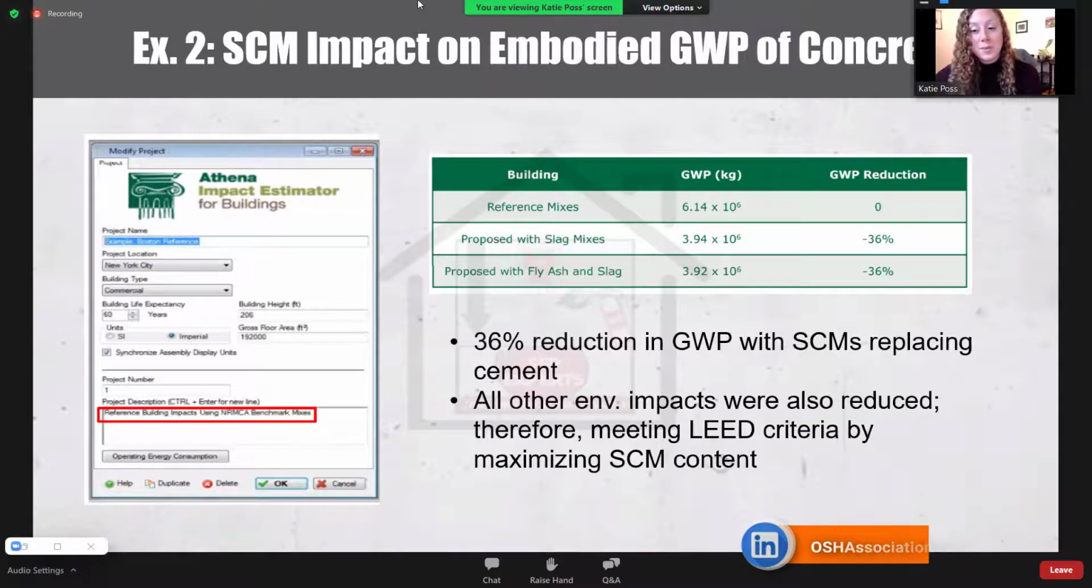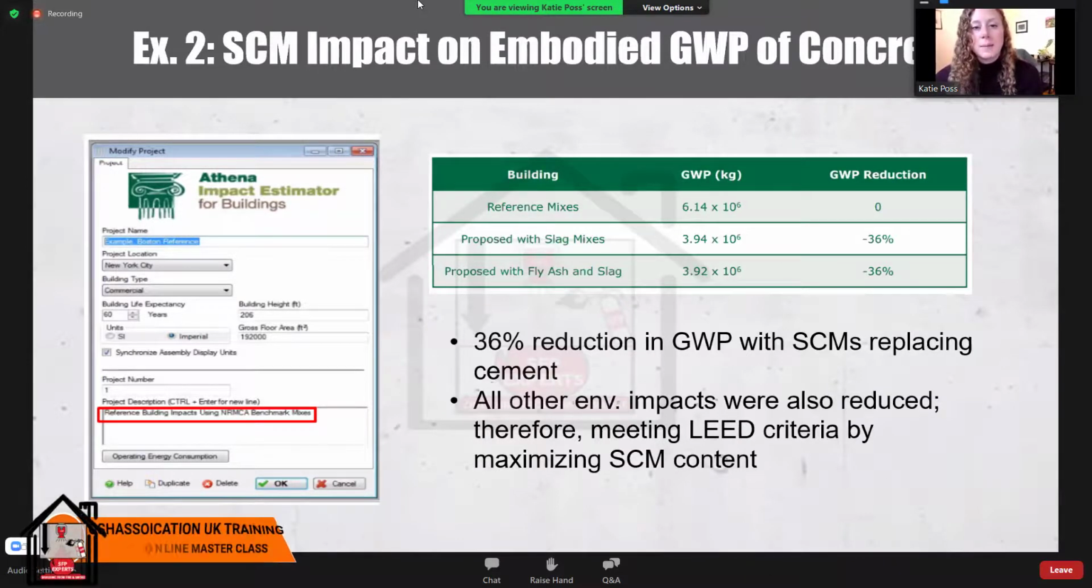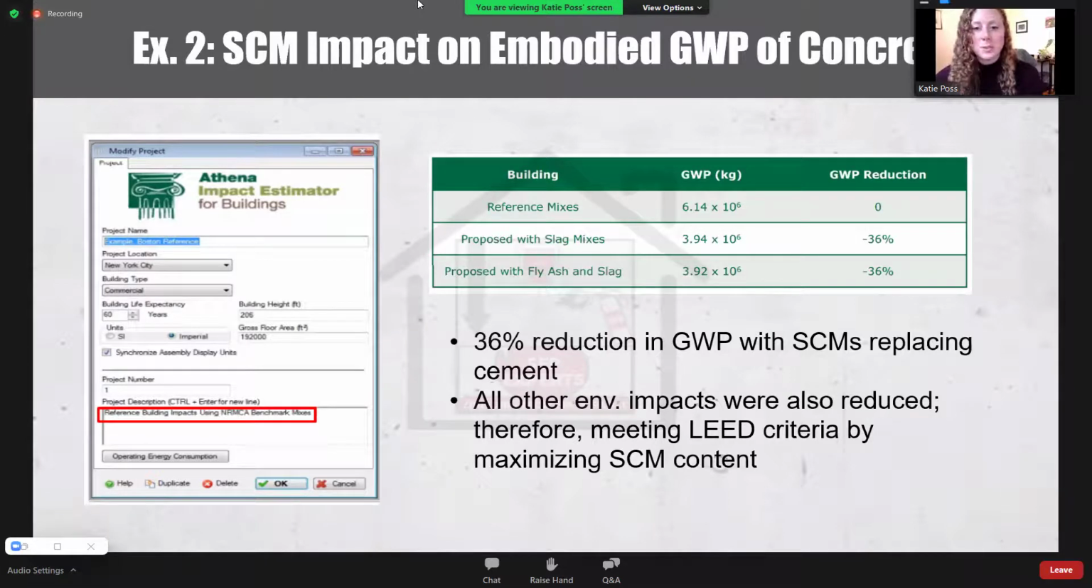So if you have the concrete producer on board, and I like to think of this as sort of a design assist, if your project has carbon reduction goals, consider bringing that concrete contractor and ready mix supplier on board early when you're doing something like a whole building LCA to help develop mix designs that are project specific and calculate what the potential reduction could be.